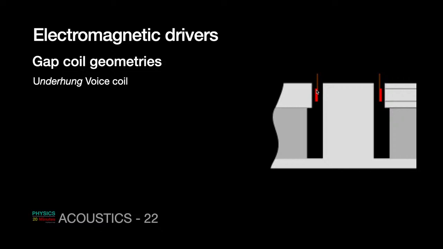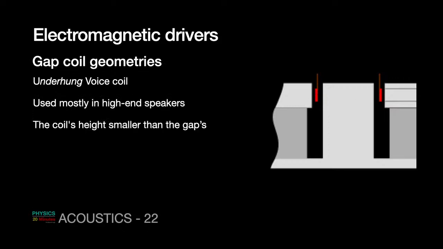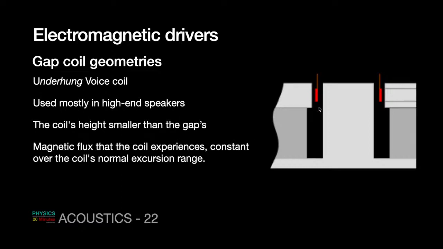So what happens is the coil has less thickness, its mass reduces, and excursion or vibration becomes easy at high frequency. Now in this case, the thickness of the magnet is much larger than the thickness of the coil. The coil height is smaller than the gap, and therefore if the coil vibrates, for a faithful reproduction, the coil has to stay within this limit. So the magnetic flux that the coil experiences remains constant over the coil's normal excursion range. So for small vibrations, the flux linked with the coil remains the same.